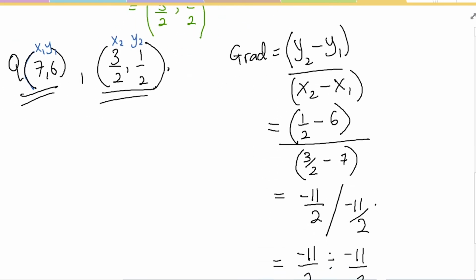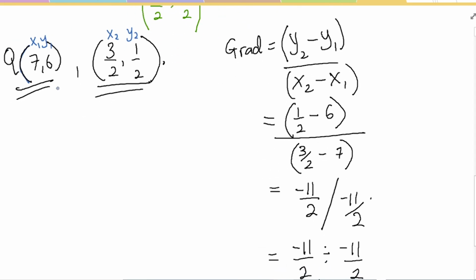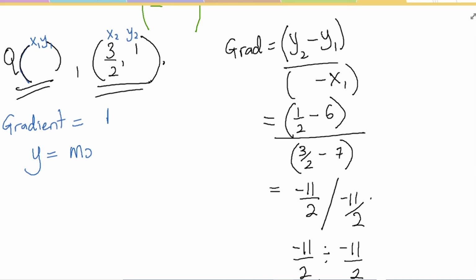Now that we know the gradient is 1, we can simply come back here. We know that y is given by mx plus c. Y is equal to mx plus c. That's the general equation of the line. Let's just pick one of these points.